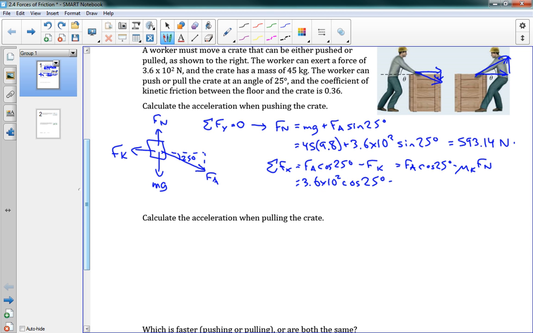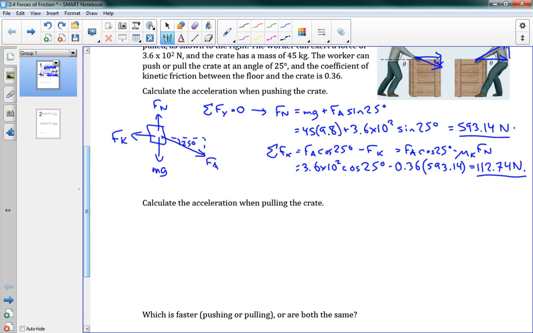Okay. So now I can say, I have my Fa cos 25 degrees, now I can say minus mu k, so 0.36, times my normal force, and I calculated that up here, 593.14. And this tells me that my net X force is going to be 112.74 newtons. And I'm sorry, I didn't leave us a lot of space for this problem, so I'm sort of crowding things in here a bit.